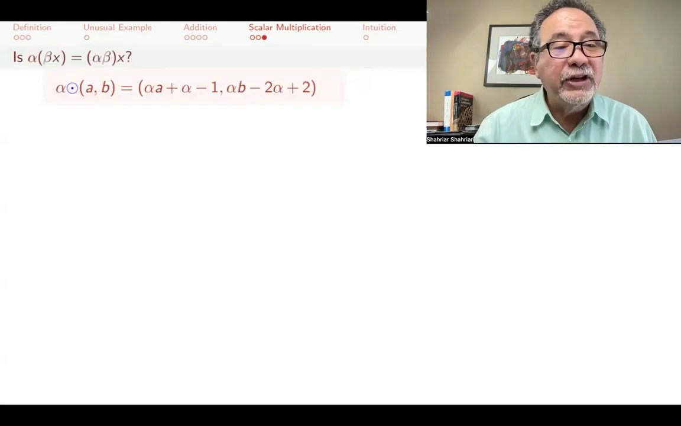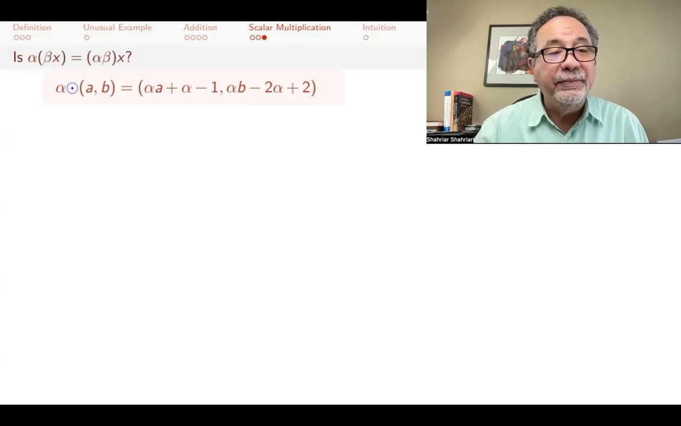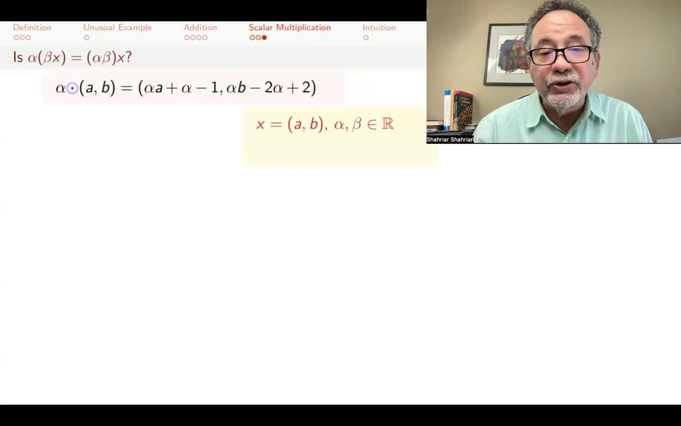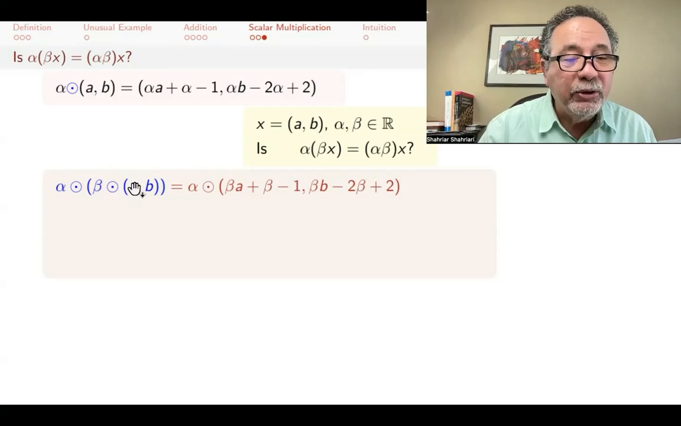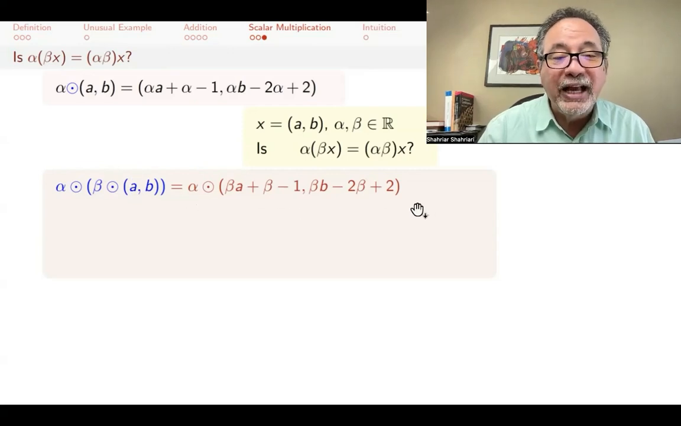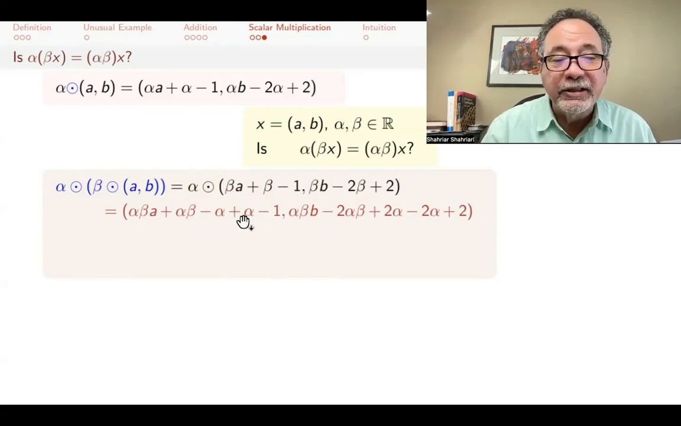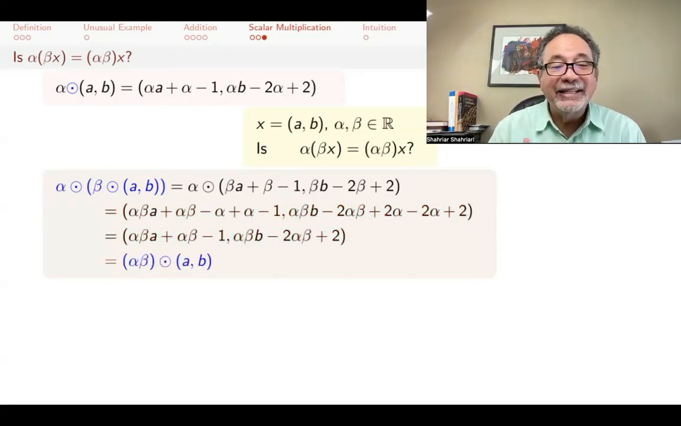Two more left. Alpha times beta x, is that the same as alpha beta times x? Alpha times AB, defined in this way. Now, x is again AB, is one element of the supposed vector space, and alpha beta are real numbers. And the question is that, is alpha times beta x the same as alpha beta times x? I find alpha times beta times AB. First, use scalar multiplication rule to find this, and then use the scalar multiplication rule again to multiply alpha by that. I get a big mess like this, but things like minus alpha plus alpha cancel. I get this one. If I look at it, that's the same as multiplying AB by the scalar alpha beta.